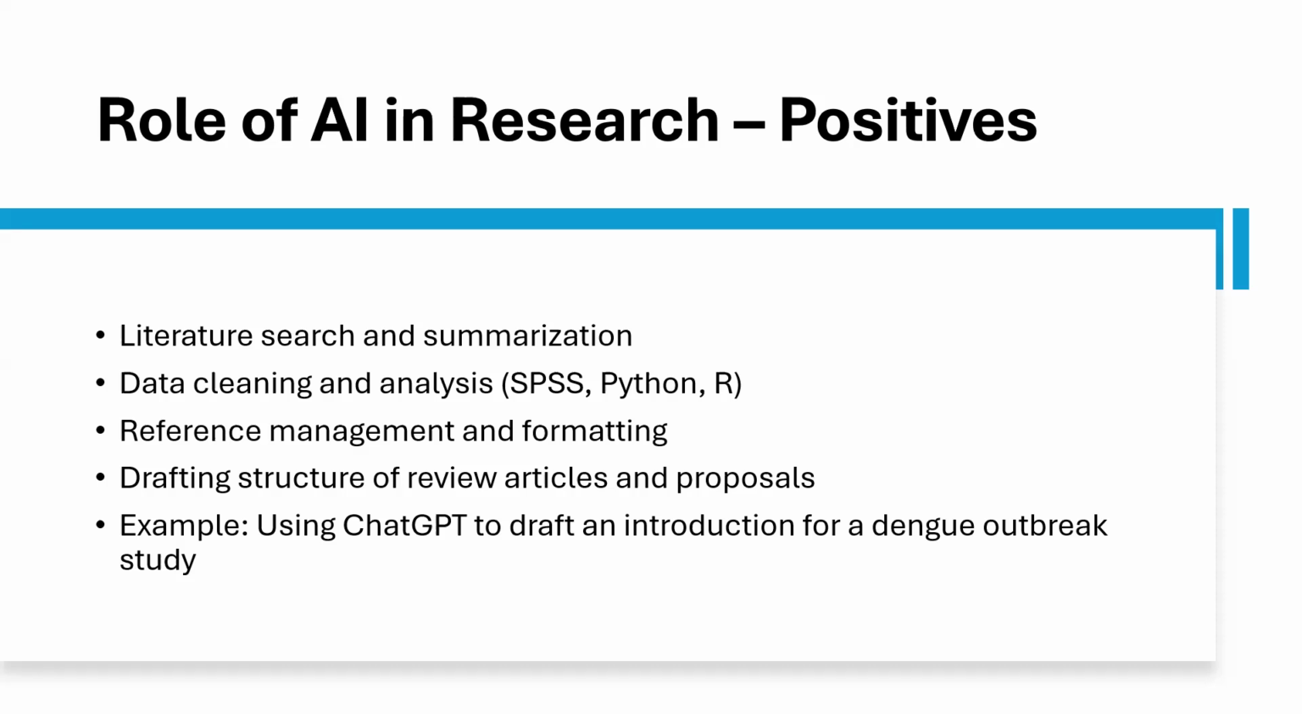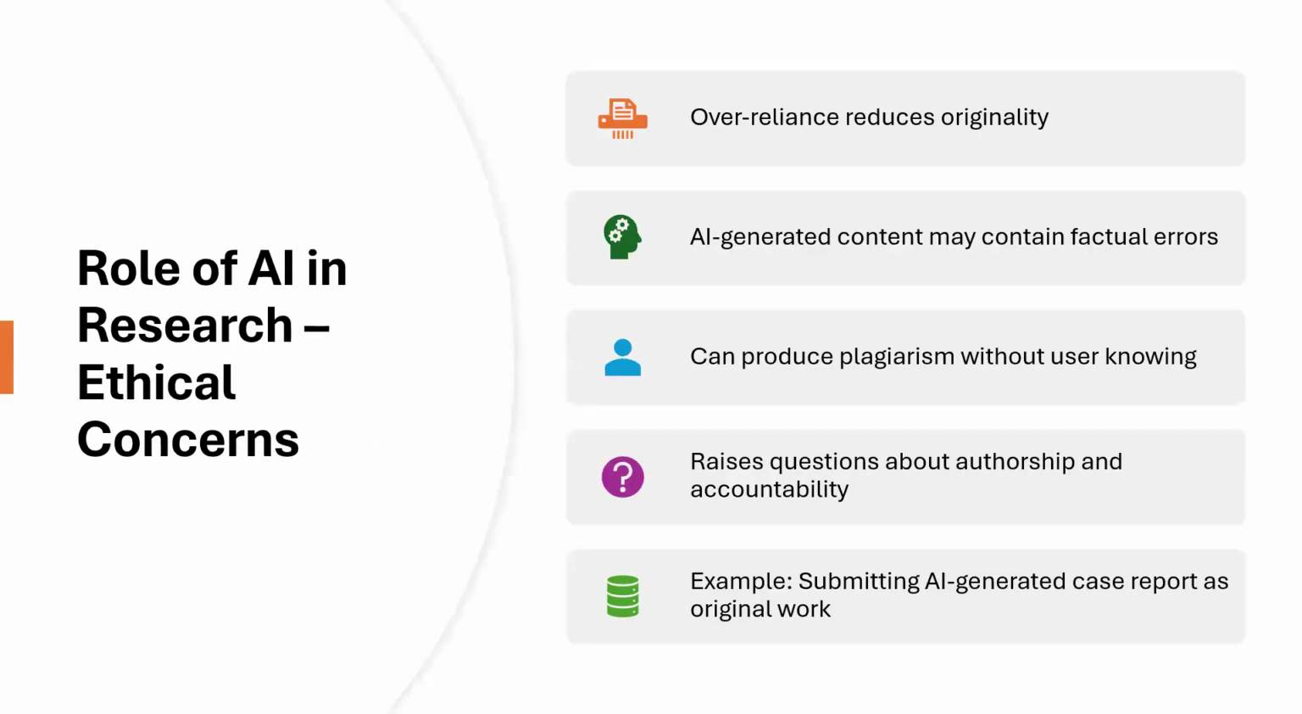You can get this help from AI, and it's a very good thing if you get this type of help from AI. But you can't rely totally on AI. And regarding the role of AI in research, we will discuss the ethical concerns related to AI. The first one is that over-reliance reduces originality. If you rely too much on AI and use it for much of the data you have generated, this will reduce the originality, and you might miss the point of originality in that particular study.